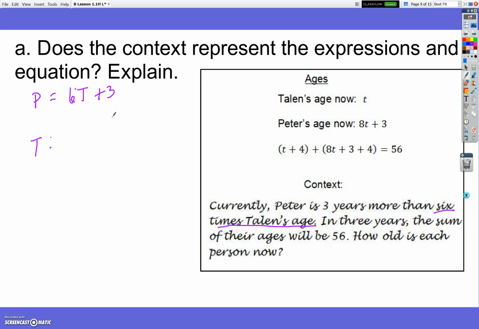The sum of their ages will be 56. Oh, in 3 years, the sum of their ages will be 56. How old are they? Alright, so Talon is just T.